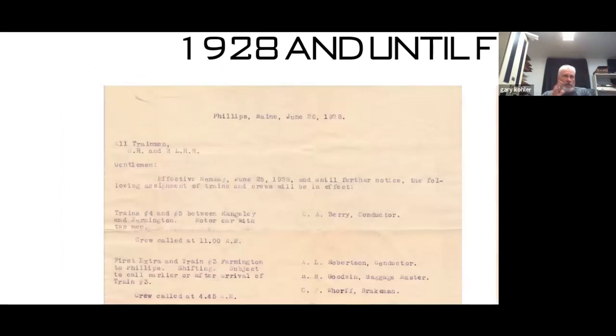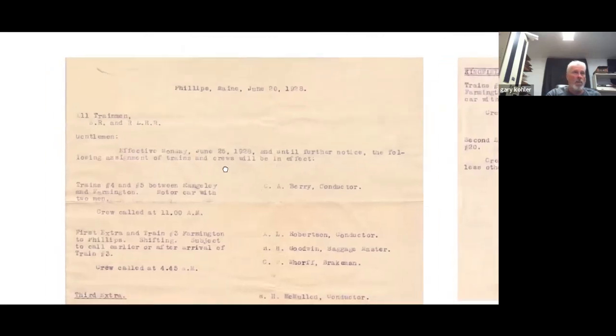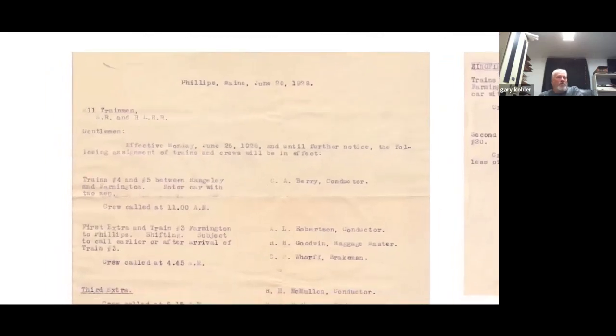So this is June 20th, 1928. As you can see there, it's in effect until further notice. Trains 4 and 5 between Rangeley and Farmington, motor car with 2 men. So 1928, they're still using a 2-man crew on all the motor cars, not buses, which is kind of interesting. Might have had to based on contract. They were not part of the railroaders union at that time. In fact, they never were.